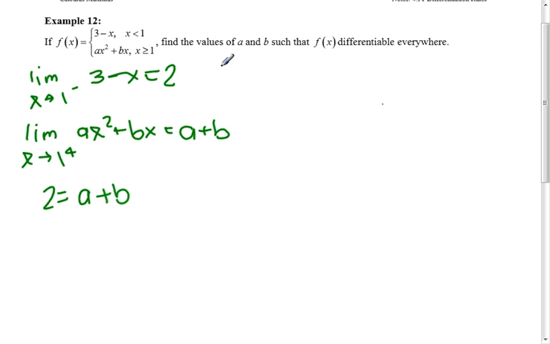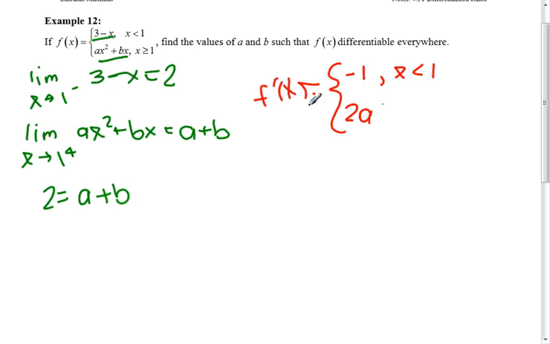Alright, so now let's look at it being differentiable at that point. We can just take the derivative of each of those parts. So we have f prime of x. The derivative of this would just be negative 1 on that side. The derivative of this, use the power rule again. 2 times a, that's our constant, 2a. And subtract 1 from the power, we get x. And plus b.